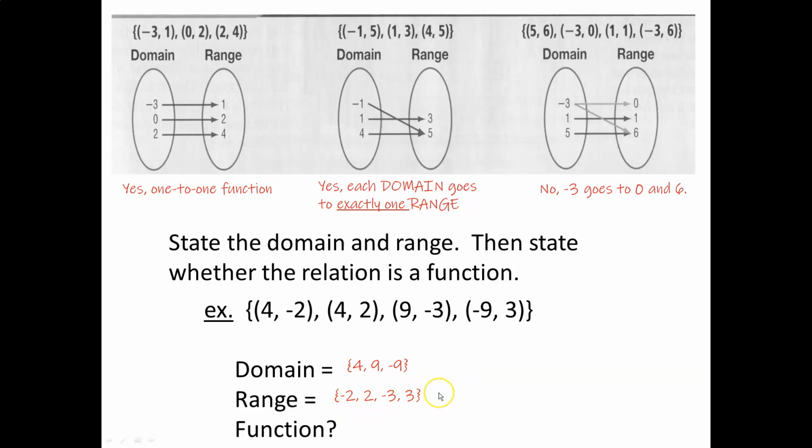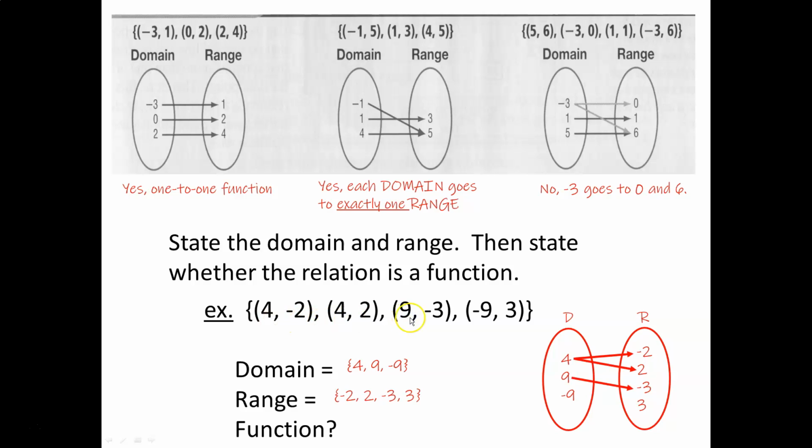Now, is this a function? I know we have a lot of visual learners, so let's look at this visually. We've got two circles, ovals. One's the domain, the other's the range. Now let's draw some arrows. Well, we have 4 goes to -2, 4 goes to 2, 9 to -3, -9 to 3. Is it a function? Does each x go to exactly one y? No. 4 goes to -2 and 2.